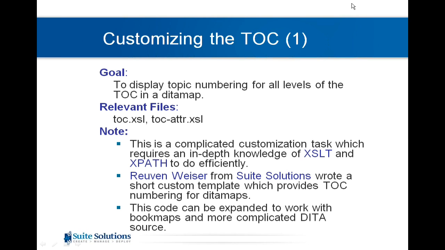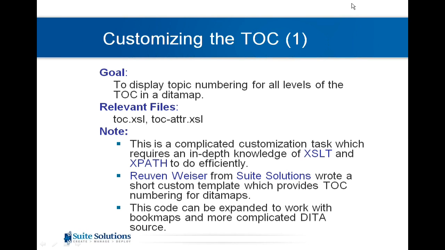Reuven Weiser is a colleague of mine at Suite Solutions. He wrote a very short custom template, which I think is very well written, which provides TOC numbering for data maps. And the reason I think it's relevant beyond this particular example is because this code can be expanded to work with book maps and more complicated data sources. Right now it is not; for demonstration purposes we tried to keep it as simple as possible, but the algorithm can be built upon to accommodate more complex setups.